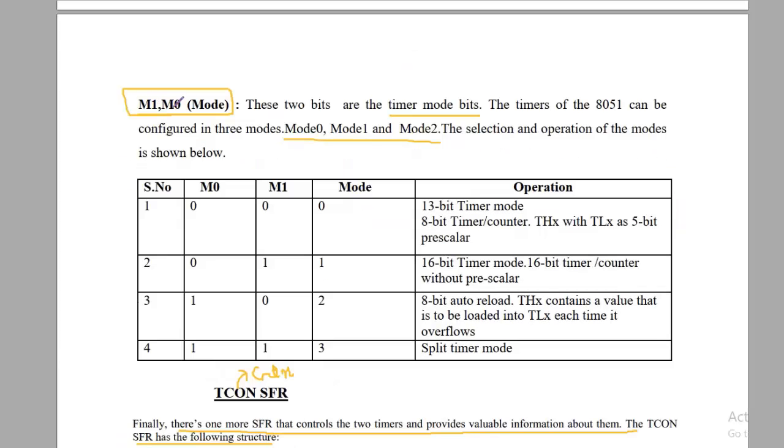Next thing is M1 and M0 mode. These are the two timer mode bits, and it can be configured in three modes, that is M0, M1 and M2. So you can check out more about these modes in this table.